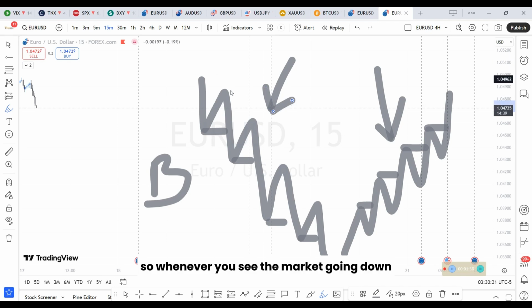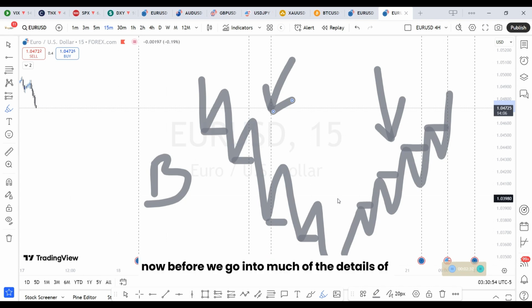So whenever you see the market going down, it means the market is going in a bearish structure, and whenever you see the market going up, it means the market is going in a what? In a bullish structure. That is just the way the market is, and that's what we understand by bullish and bearish structure. Now, the key is not just knowing if the market is going in a bullish or a bearish structure. The key is understanding when to join the bullish or bearish structure.